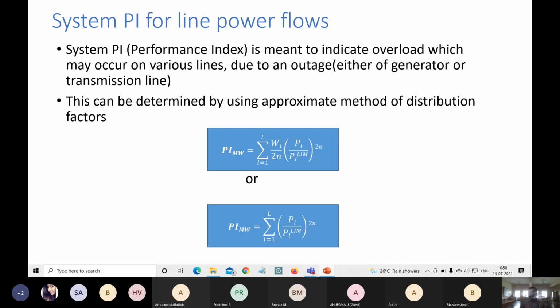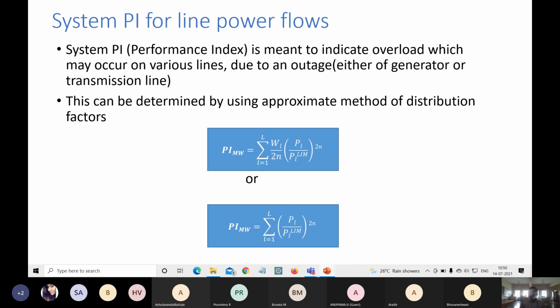L is the number of lines. So this capital L is the number of lines, and WL. So I have used here WL. It is the real non-negative weightage factor. So we will be having some weightage factors. Based upon that, we are going to decide the performance index.